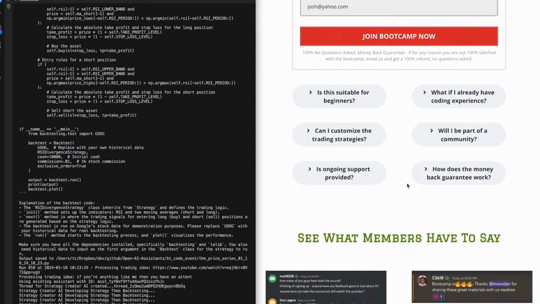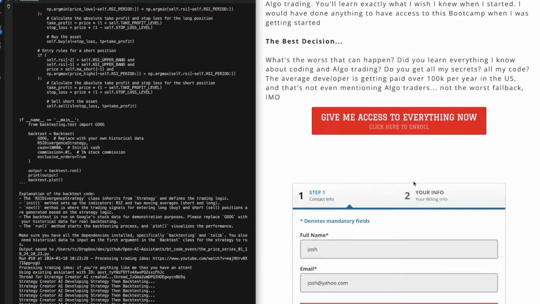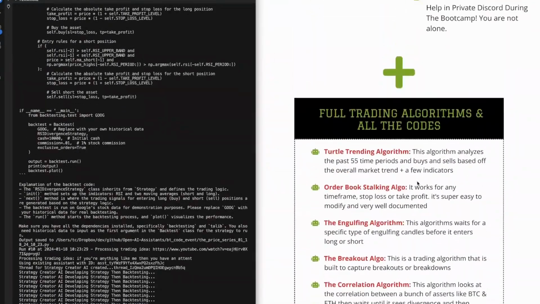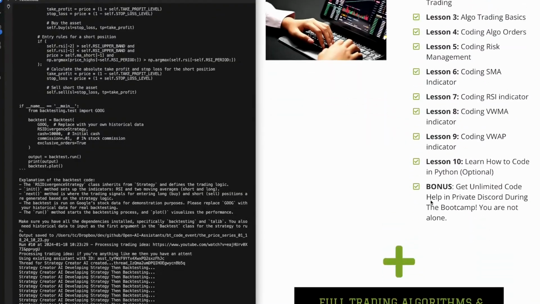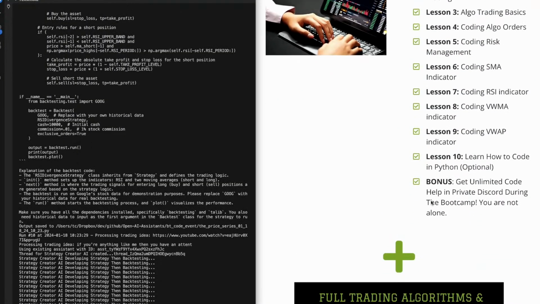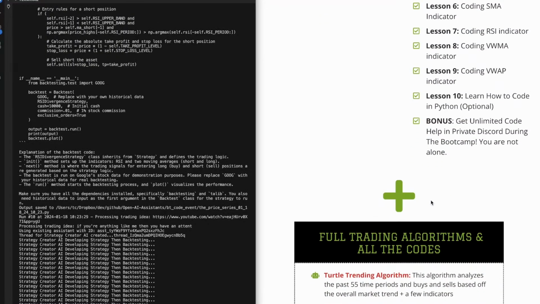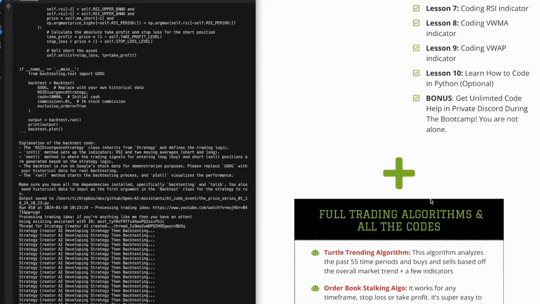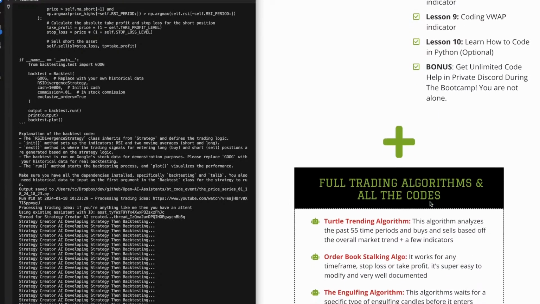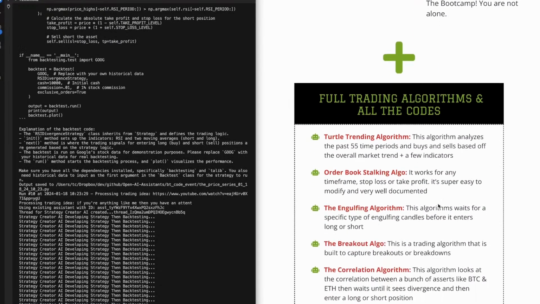You get access to absolutely everything. You can go ahead and scroll through this page, see everything you get access to. Essentially, I'm going to hold your hand step by step from where you are now to a fully automated trader on whichever exchange or whichever market you want to trade on.